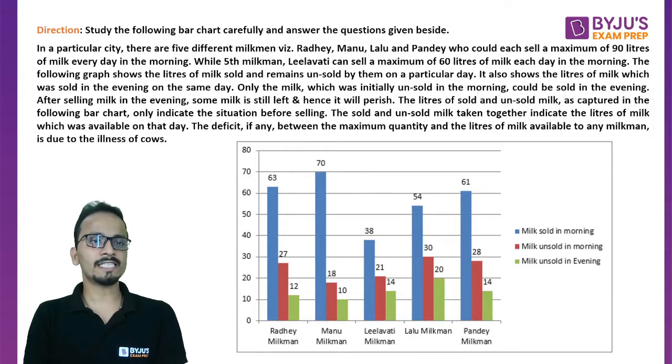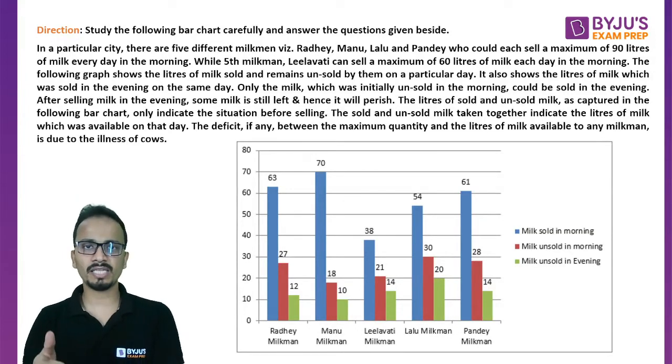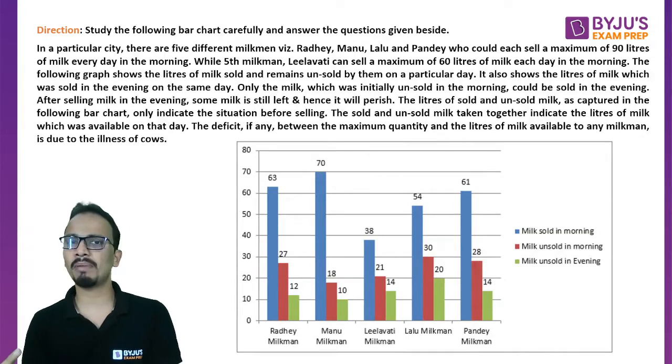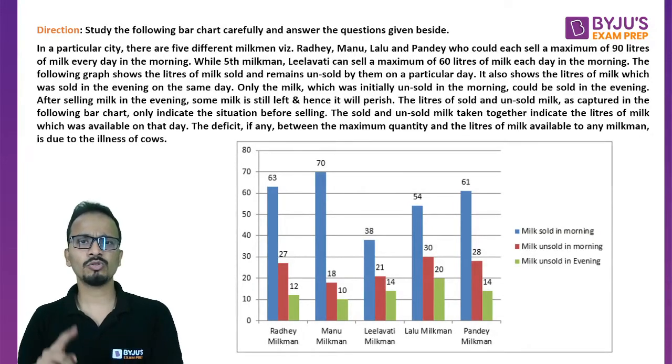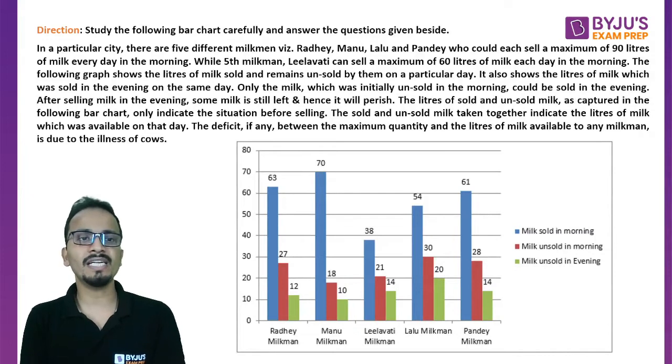Now information says that in a particular city there are 5 different milkmen. So we can see these 5 different milkmen. Their names are Radhe, Manu, Lalu and Pandey. These are the 4 only. Let's continue with this. So the names are Radhe, Manu, Lalu and Pandey, who could each sell a maximum of 90 liters of milk every day in the morning.